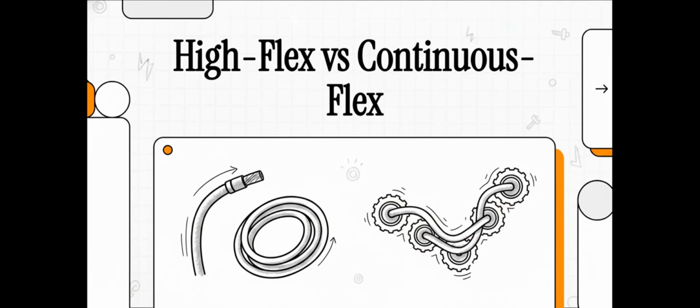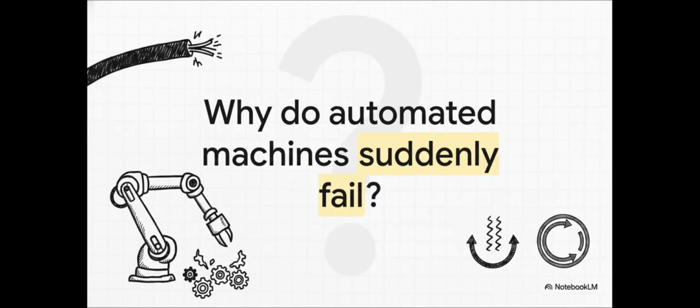We're unpacking the absolutely crucial and, honestly, often misunderstood differences between high flex and continuous flex cables. So why do multi-million-dollar automated machines just suddenly fail? Well, the culprit is usually hiding right there in plain sight, a ruptured cable.